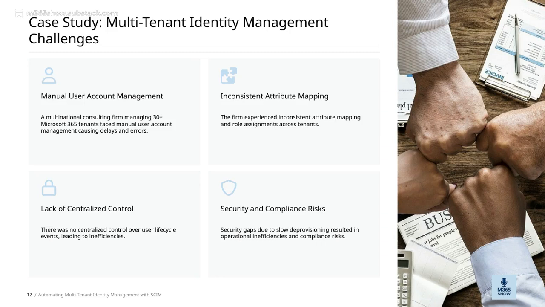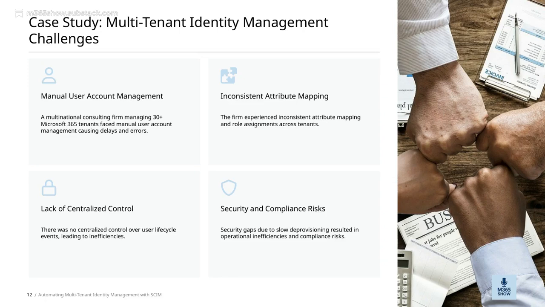Let's take a closer look at this case study on multi-tenant identity management challenges. One of the main issues we encountered was security gaps caused by slow deprovisioning. This inefficiency not only posed operational problems, but also increased compliance risks. When users aren't deprovisioned promptly, it becomes a security concern, potentially leaving access open longer than it should be.